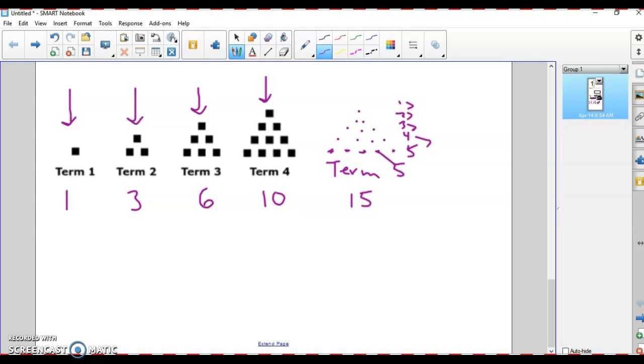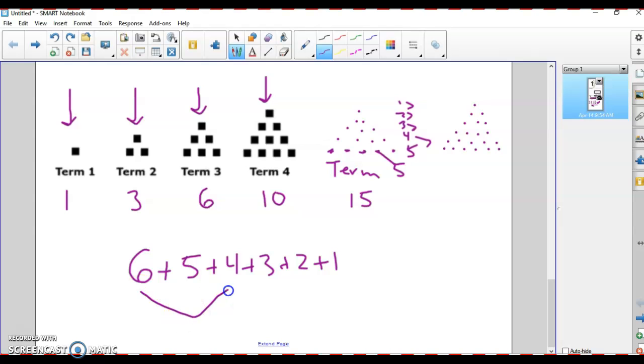And then the pattern would continue with term 6 having 6 on the bottom, 5 on top of that, 4 on top of that, 3 on top of that, 2 on top of that, and then 1 on top of that. So we would have 6 plus 5 plus 4 plus 3 plus 2 plus 1.